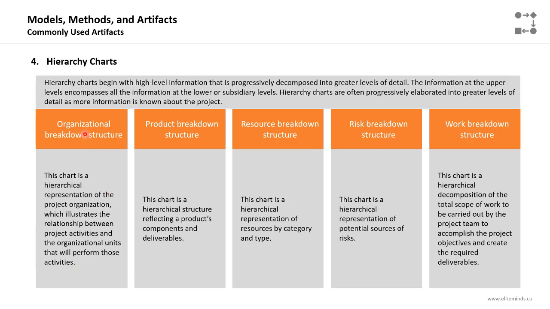This can be done at the organizational level or at the project level. The product breakdown structure is a chart, or a hierarchical structure, reflecting a product's components and deliverables. Usually at the top of this hierarchy we will have the product or the final deliverables, and at the subsidiary or lower levels we will have more detailed components. The RBS, or the resource breakdown structure, is a hierarchical representation of all the resources that will be used in the project, categorized by category and type of resources.